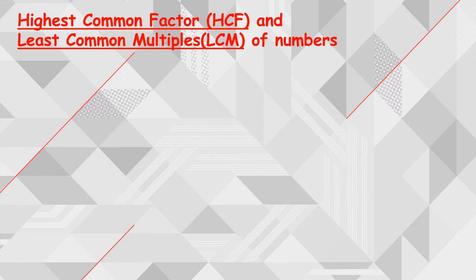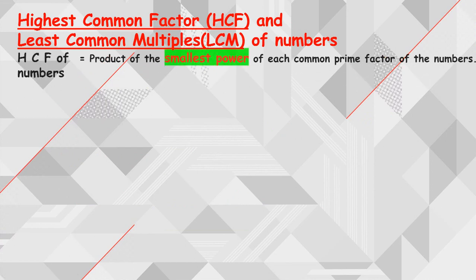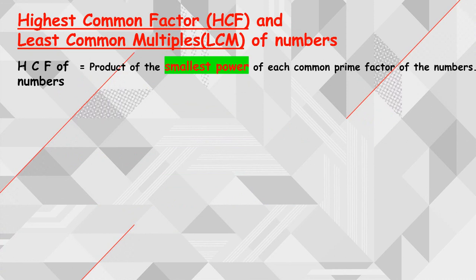So what is meant by HCF? HCF is nothing but highest common factor. Highest common factor means the factor which divides both the numbers, the highest number which divides both the given numbers. And LCM means the least common multiple. Now let us see first of all the HCF of numbers. The HCF of numbers is nothing but the product of the smallest power of each common prime factor of the numbers.